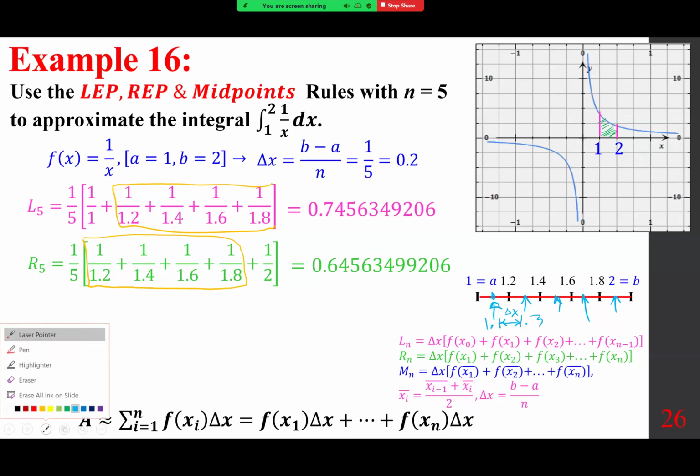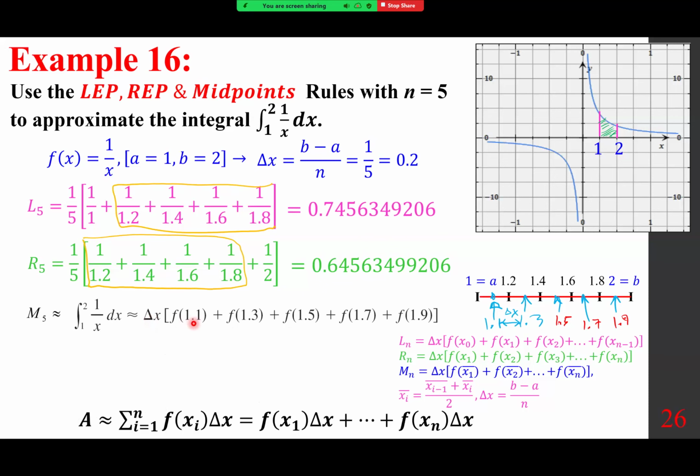So let me just write them. So the next one is 1.5. The next one is 1.7. The last one is 1.9. So this can be approximated by the midpoint, which is delta x times f of 1.1, 1.3, 1.5.